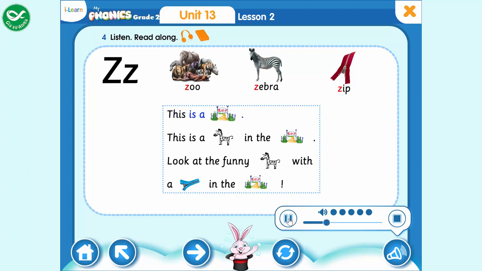This is a zoo. This is a zebra in the zoo. Look at the funny zebra with a zip in the zoo.